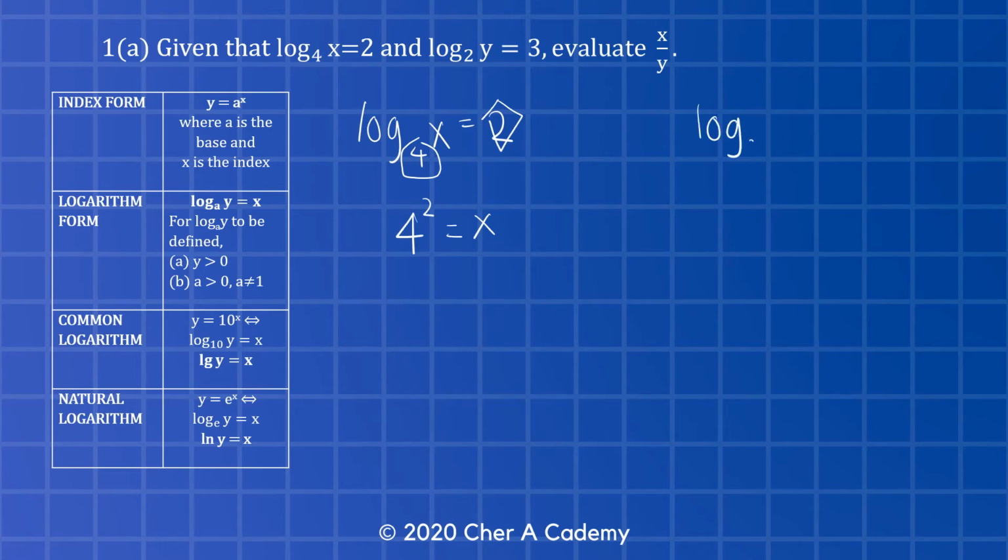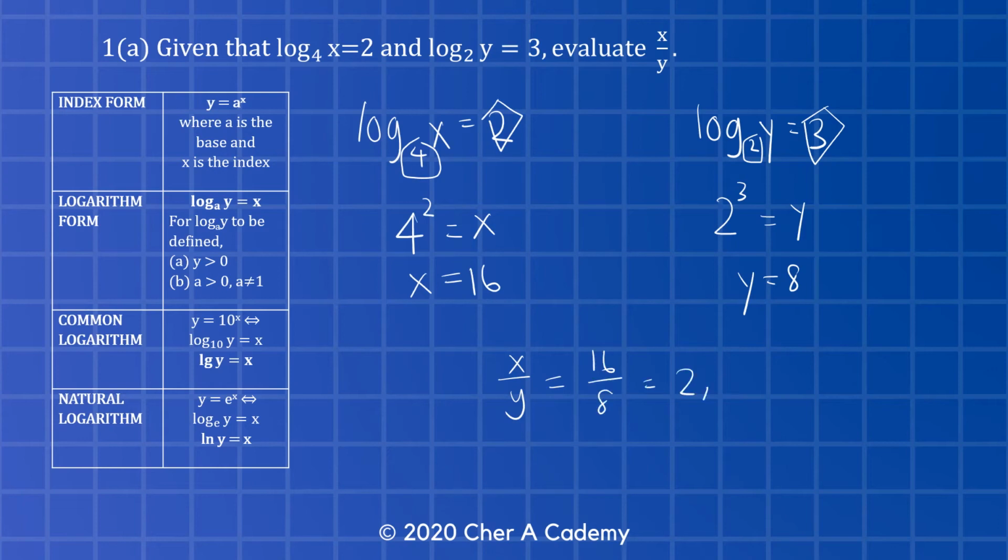As for the other log, log base 2 of y equals 3, same, my base is 2, my index is 3, so I put my base at the bottom, my index, my kite, at the top, equal to y. So in other words, my x is equal to 16 and my y is equal to 8. So x over y will be equal to 16 over 8, which is equal to 2.